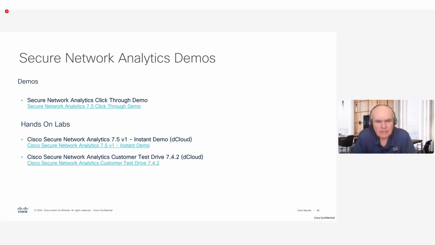Here we have some links as well. We have what we call a click-through or walk-through demo. If you click on that link there, it will guide you through a recorded demo, not a video, but a recorded demo where you can click through at your own pace and it shows you the new 750 interfaces and things like that. That's going to be updated to 751 shortly. But at the moment, we've got the 750 you can click through. Also in dCloud, we do have what we call an instant demo, which we populate with data. Again, we're updating that to 751 as we speak.